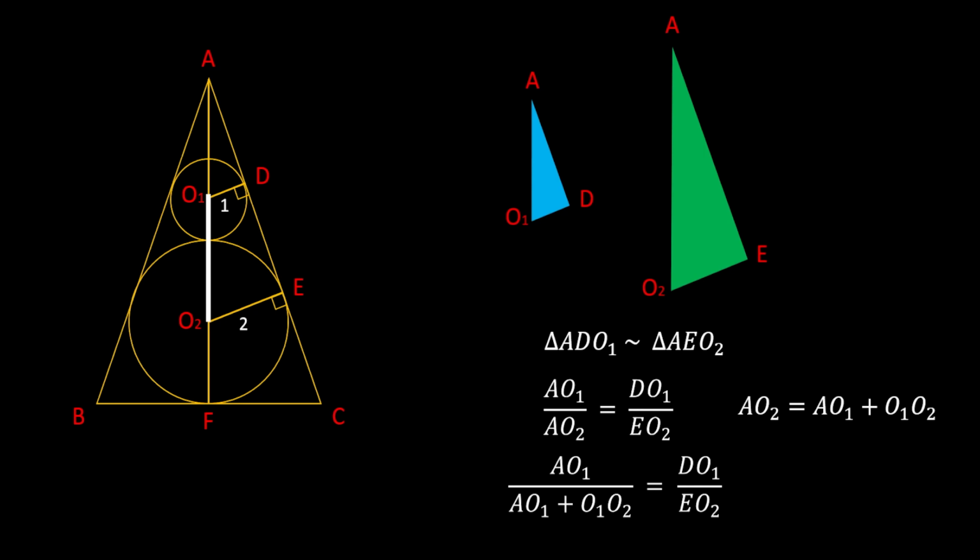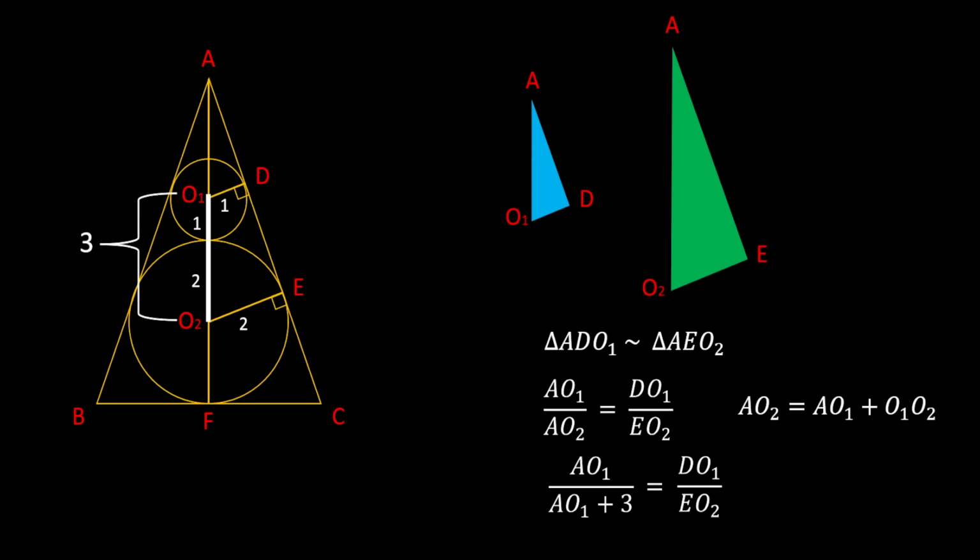Now, if we take a look to the left, we can see that the line O1O2 represents the distance between the centers of the small and the big circle. And in this case, since the two circles are tangent to each other, that distance is equal to the sum of their radii. In this case, that is equal to 3. So we can substitute that value in our bottom equation.